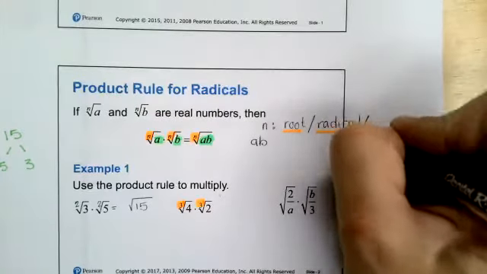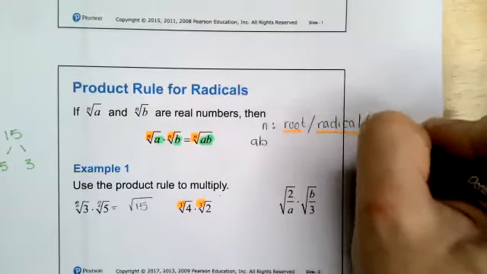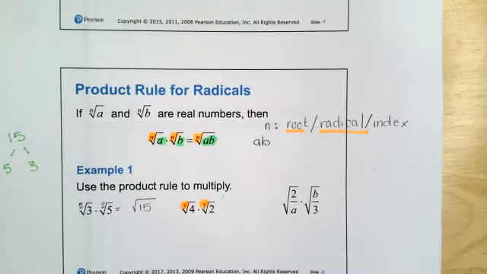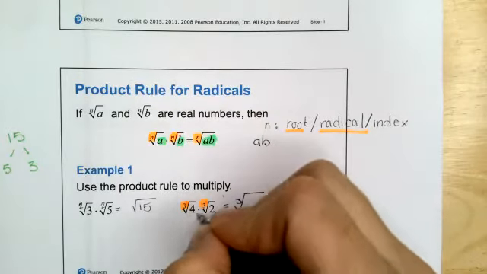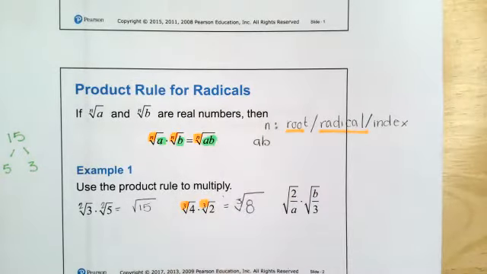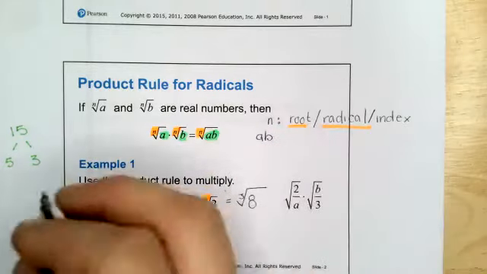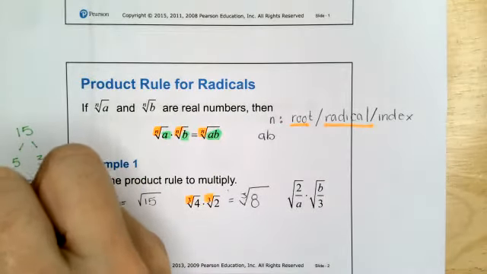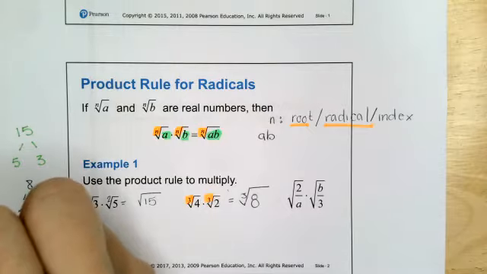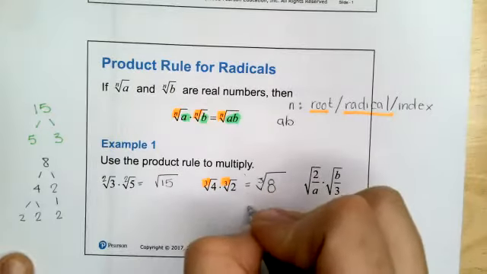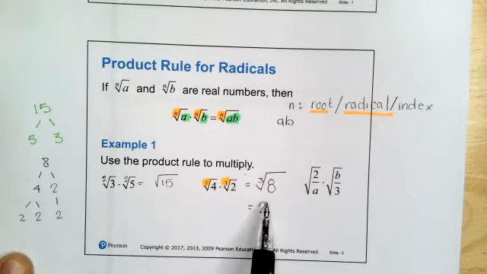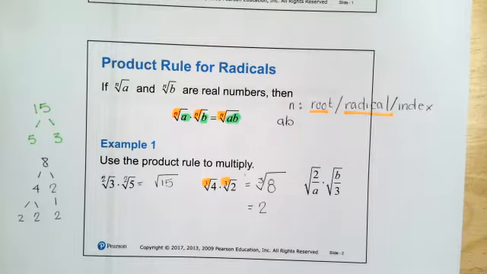Root index. Good. So that becomes keep n, multiply a times b. 4 times 2 is 8, right? The cubed root of 8 we know is, 8 becomes 4 and 2. 4 becomes 2 and 2. 2 remains 2. Sorry, 8 is 2 times 2 times 2. So the cubed root of 8 is 2. Good.